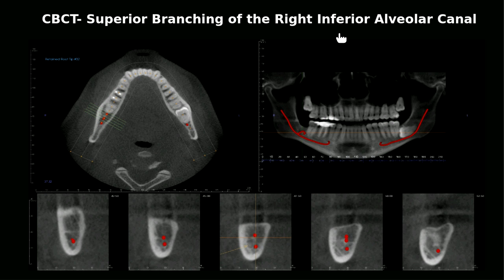Yeah, and then you can also see these are called cross-sectional images. In the cross-section, you can see the root tip here, and also you can see the branching of the canal in a superior direction. So you have to be very careful taking the tooth out. Make sure you evaluate your CBCT scans thoroughly, and then you can go for it.